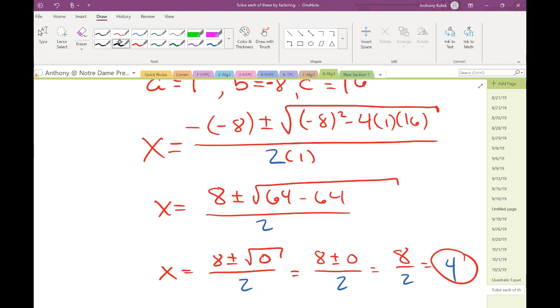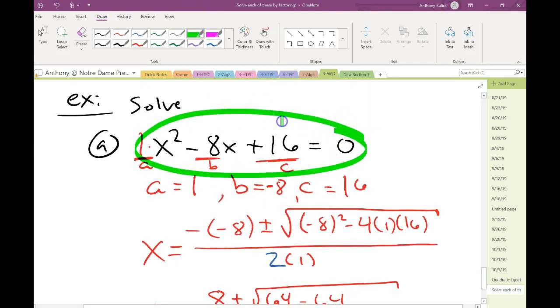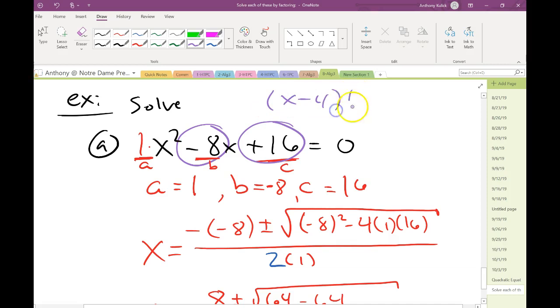Happened to me. Okay. So, did you notice anything about this starting problem? I could have factored this, right? So, how to factor this? I need two numbers that multiply to give me positive 16 and add to give me negative 8. It's negative 4 and negative 4.